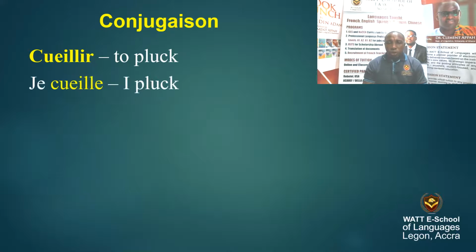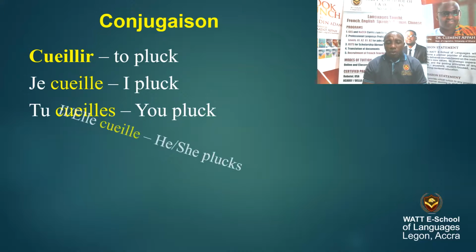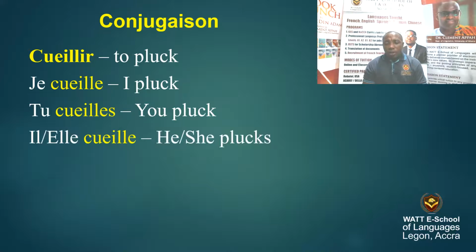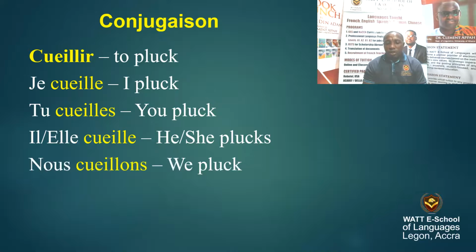We say, je cueille. It means I pluck. This is what Kumbi was trying to do. Tu cueilles. You pluck. Il, elle cueille. He, she plucks. Let's look at this one. The pronunciation. Nous cueillons. We pluck.